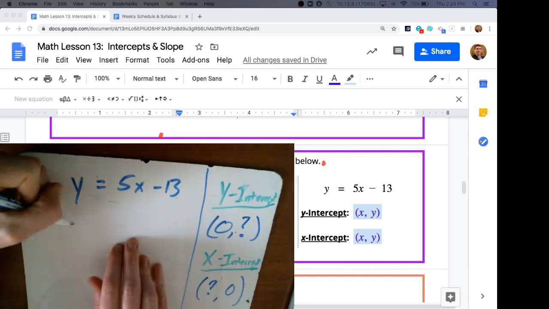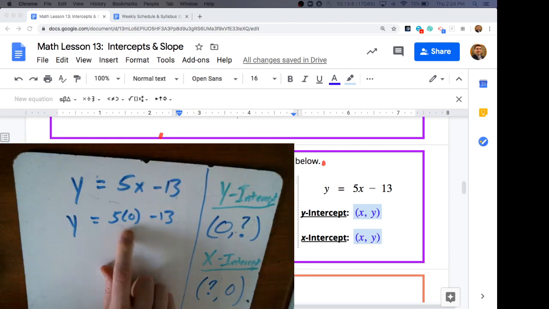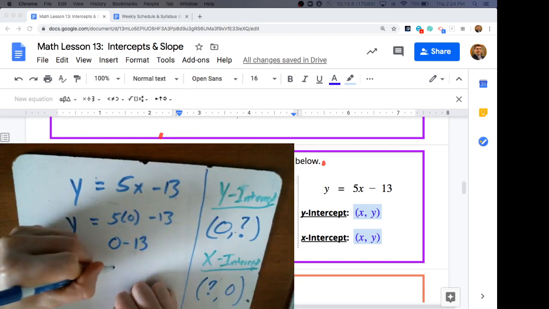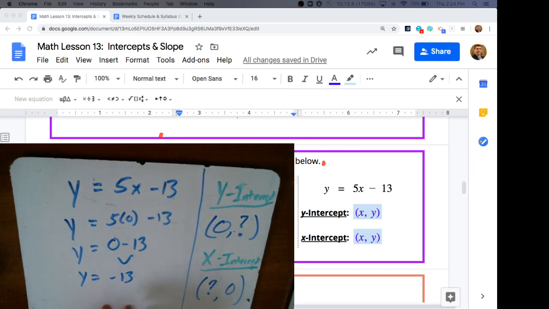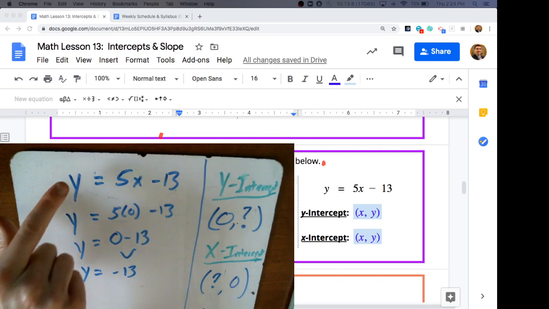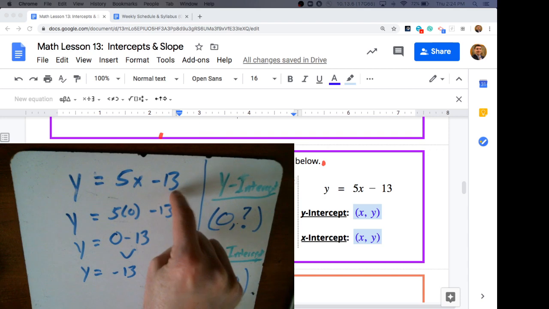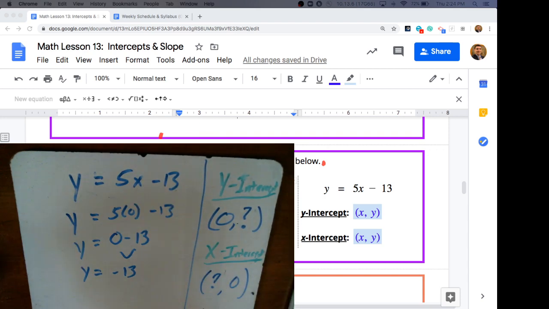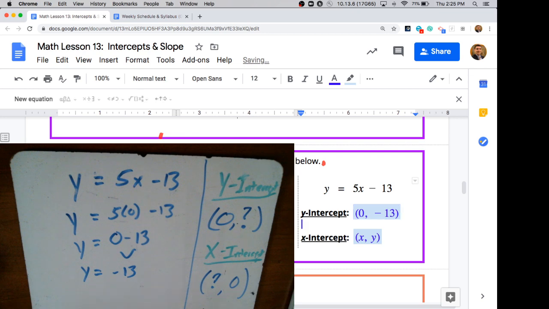I could plug in the 0 to prove that. I'll go ahead and plug in 5 times 0 minus 13. I know 5 times 0 is 0. And I know that 0 minus 13 gives us negative 13. But again, whenever my equation is built in this y equals form, y is isolated all by itself, the y-intercept is the b, the regular number that's all by itself without the x. So there's 0 and negative 13. That's our y-intercept here. Now when the equation is in this y equals form, it's very easy to find the y-intercept. The x-intercept is a little more complicated.